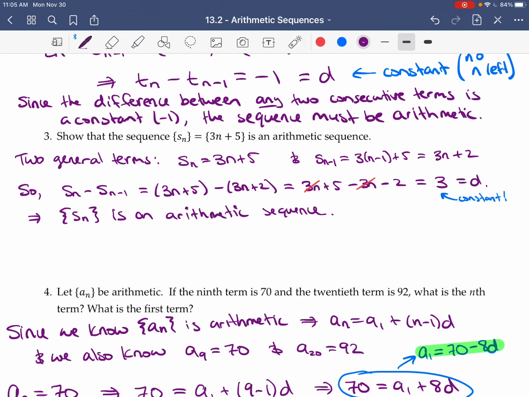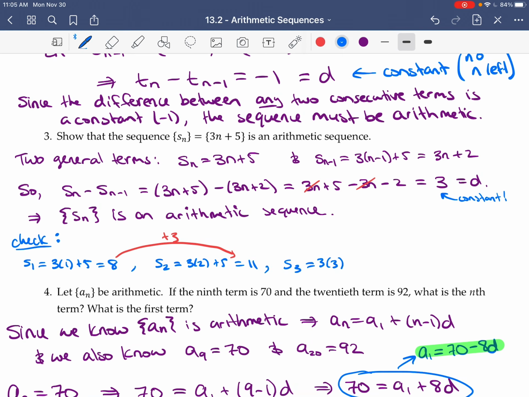Now let's just check. Just to make sure, s_1 we know is going to be 3 times 1 plus 5, so that's 8. s_2 is 3 times 2 plus 5, so that's 6 plus 5, which is 11. And notice to get from 8 to 11, I would add 3. Now s_3 would be 3 times 3 plus 5, that's 9 plus 5, that's 14. And again, to get from 11 to 14, I would add 3.